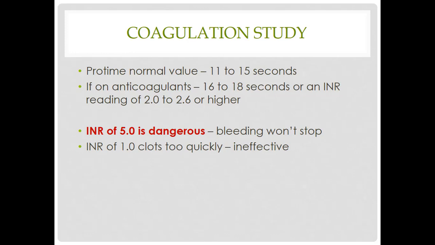But an INR of 1 means it clots too quickly, and therefore the anticoagulants are ineffective. They're not stopping the clotting. For instance, if you're taking them for DVT or for stroke, you're still getting clots in your blood fairly quickly. And so we want 2, 2.6, or a little bit higher, but not too high.